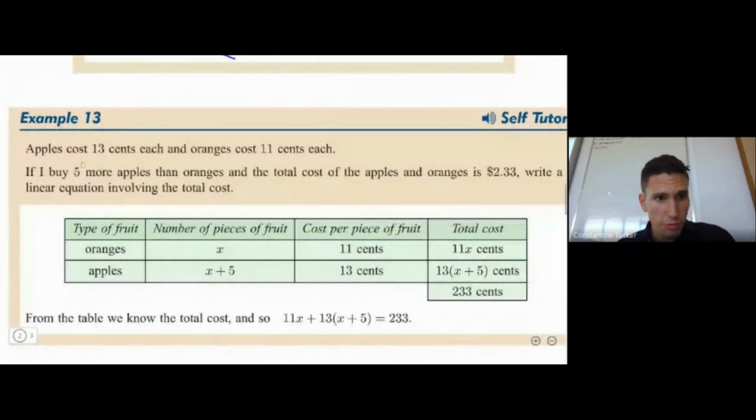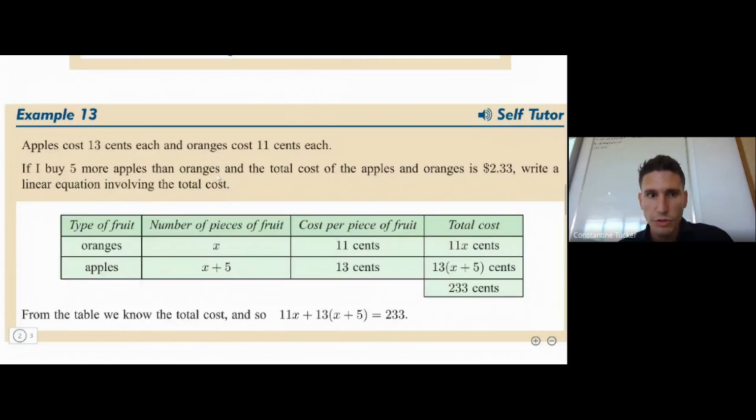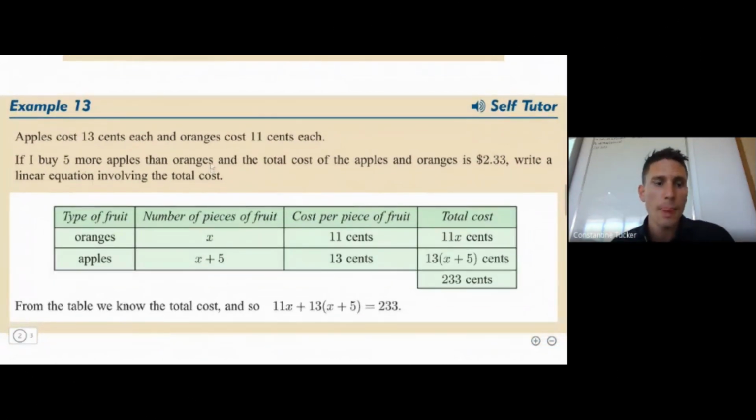Example 3. So we've got apples cost 13 cents each, oranges cost 11 cents each. So basically, if we do not know the number of apples and the number of oranges, there will be some kind of letter we use here. It's going to be X. But let's just carry on and see exactly what they're saying. If I buy 5 more apples than oranges, right? Just as soon as I read this, I thought 5 more than oranges.